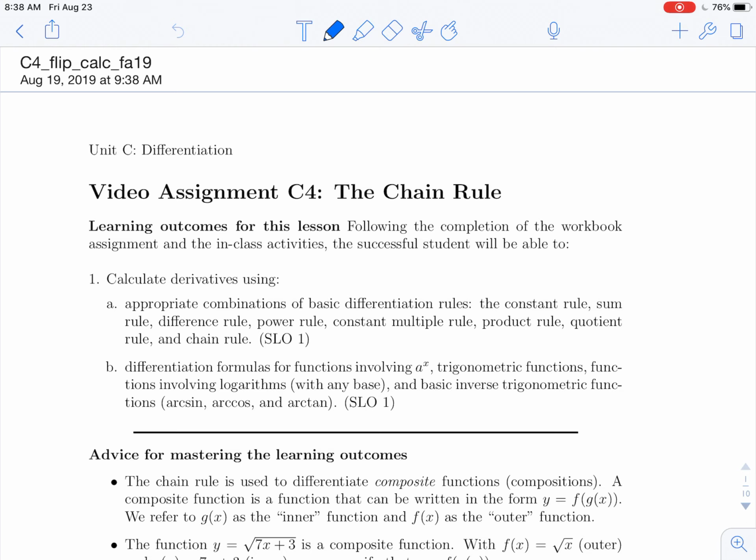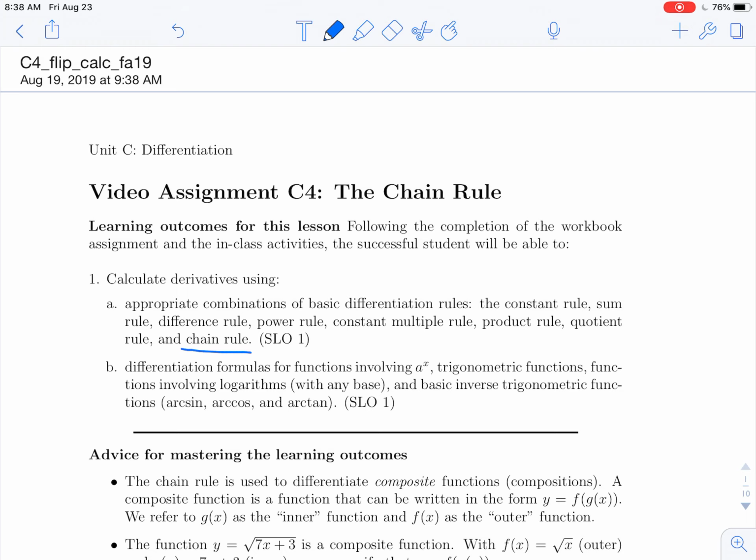Following the completion of the workbook assignment and the in-class activities, the successful student will be able to: 1. Calculate derivatives using A. Appropriate combinations of basic differentiation rules: the constant rule, sum rule, difference rule, power rule, constant multiple rule, product rule, quotient rule, and the chain rule.